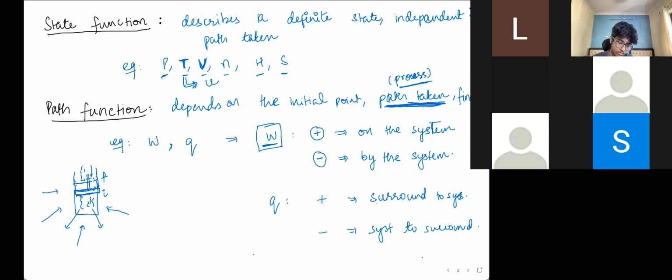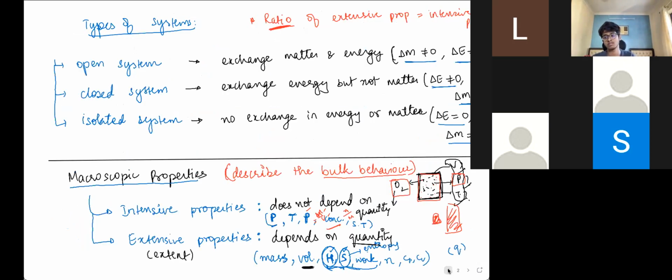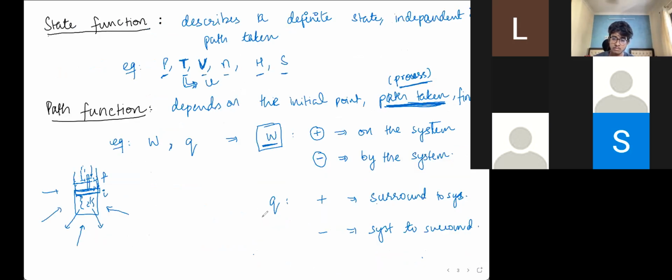Ma'am, could you go back to the previous slide just a second? This one. State functions are also called point functions. Not in your textbook, but if you look at any other textbooks or resources, you can also see them described as point functions because they describe things at a certain specific point.